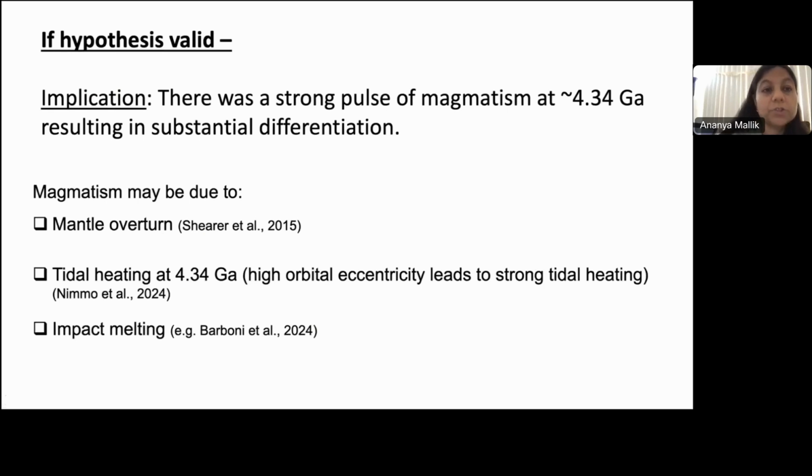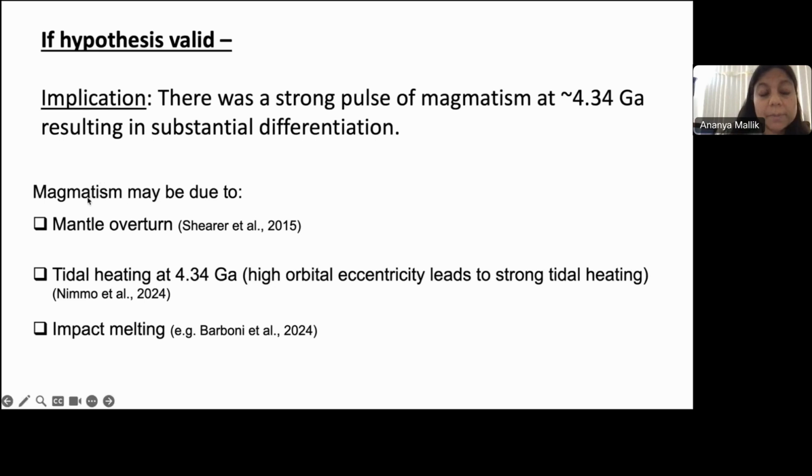And the strong pulse of magmatism could be due to one or a combination of several factors, such as mantle overturn, where this dense cumulate layer may have sunk, resulting in the rise of hotter upper mantle, and that upper mantle would have partially melted.